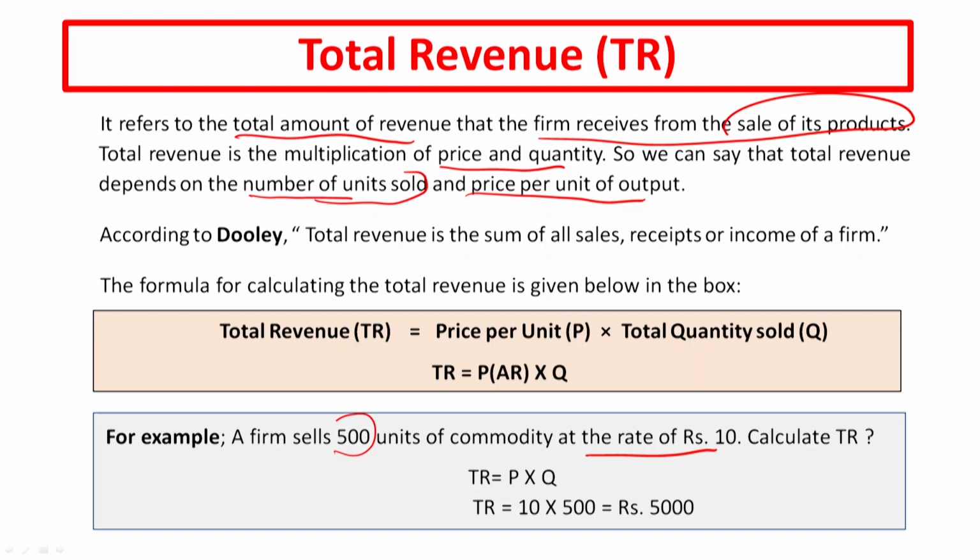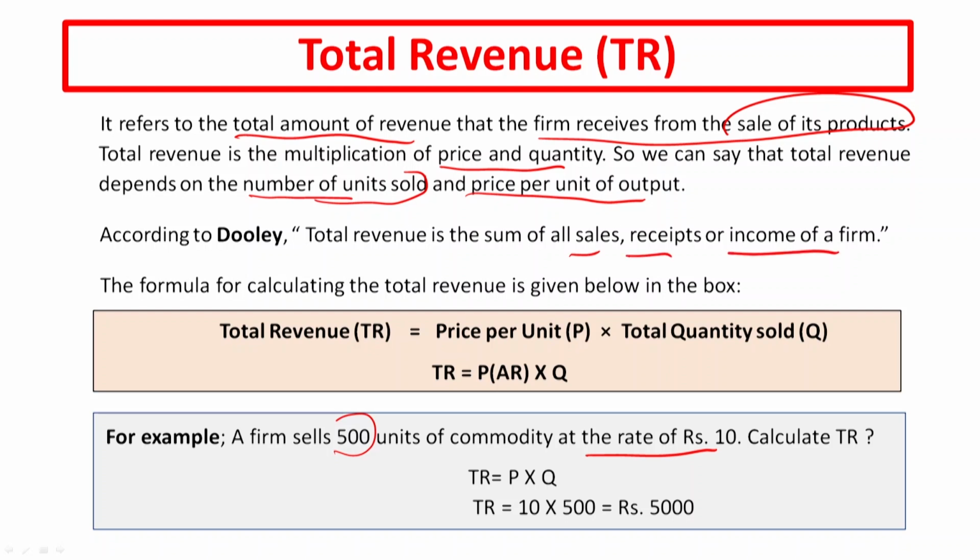Total revenue is the multiplication of price and the total quantity sold, which means whatever is the price of the commodity multiplied by total quantity of commodity being sold. So, we can say total revenue depends on the number of units sold and the price of output, which means these two are the most important determinants on which total revenue is based. According to Dooley, the revenue is the sum of all sales, receipts or income of a firm, which means the sales, the receipts and income of a firm.